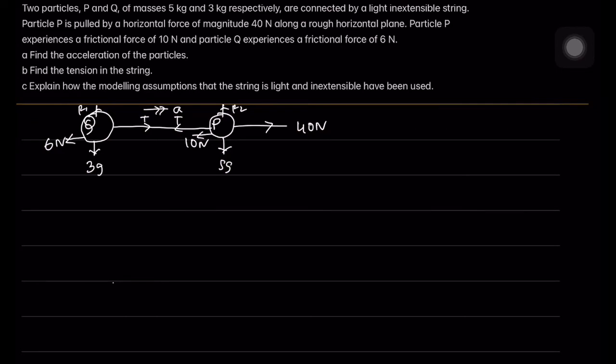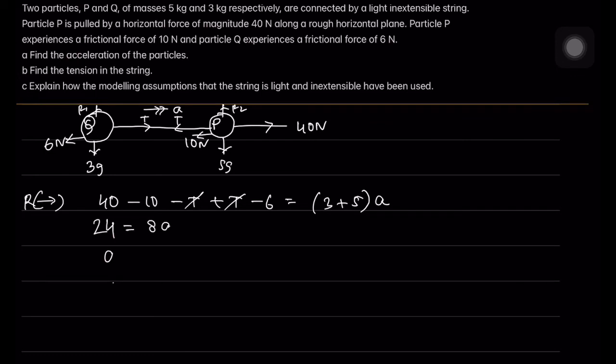So let me resolve in the direction of motion. 40 minus 10 minus T plus T minus 6 equals total mass 5 plus 3 times acceleration. Now let us simplify. 10 and 6 make 16, 40 minus 16 gives 24, and then 8a. So acceleration will be 3. This is the answer for A.